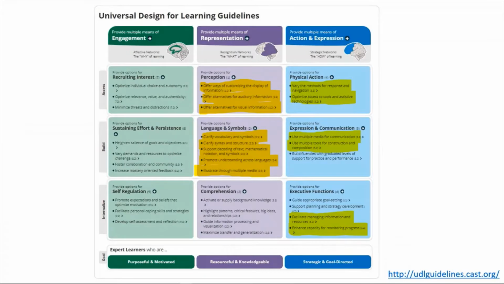Well, the cool thing is Microsoft's tools will actually help you hit a lot of these requirements, right? So for example, offering ways of customizing the display of information, so students can actually determine the way it's displayed. Alternatives for auditory information. I mean, already, hopefully you're thinking Immersive Reader. Alternatives for visual information, so things like audio. Clarifying vocabulary and symbols, syntax and structure, that's totally Immersive Reader. Decoding of text, mathematical notation and symbols, so things that we can do with OneNote.